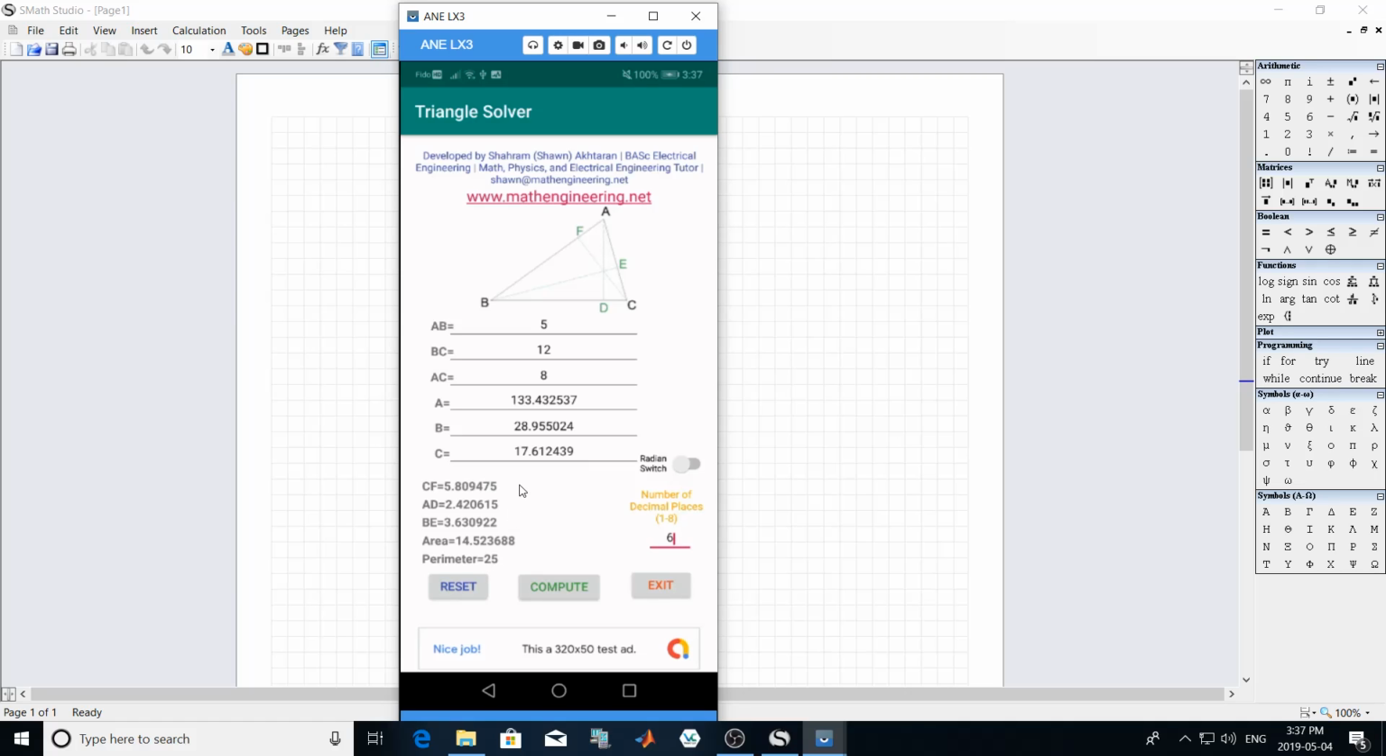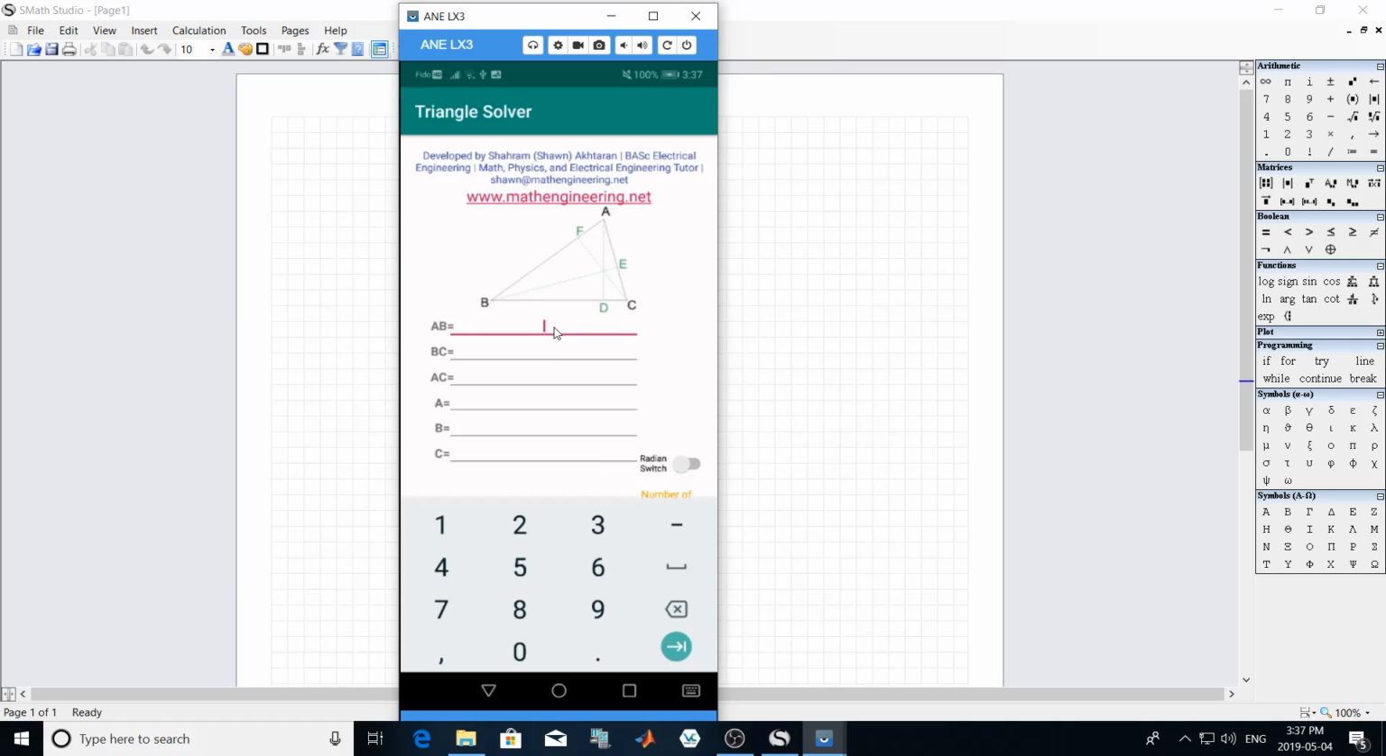Now, if you have watched my other video tutorials, you have seen that I actually solved this triangle using Heron's formula and found the area to be approximately 14.52 centimeters squared. Okay, so let's try solving another triangle.